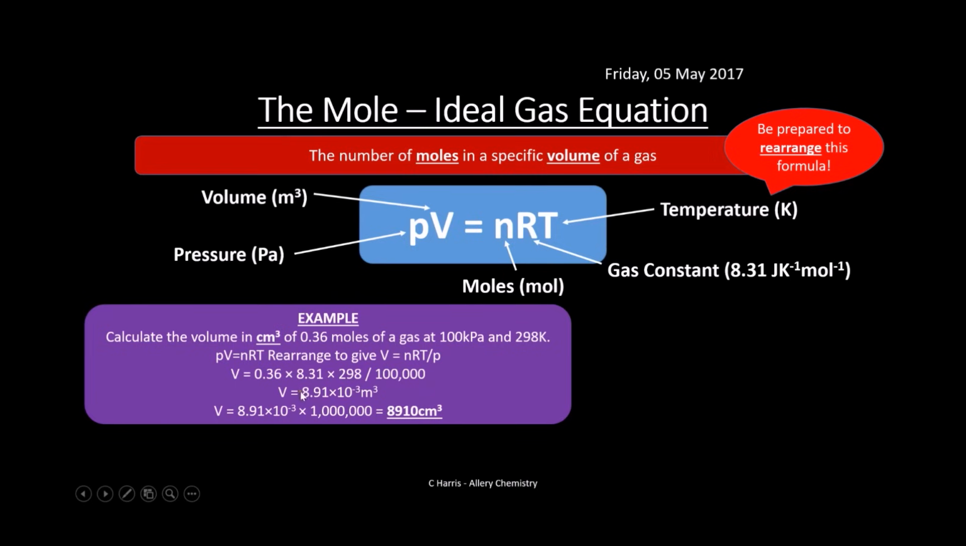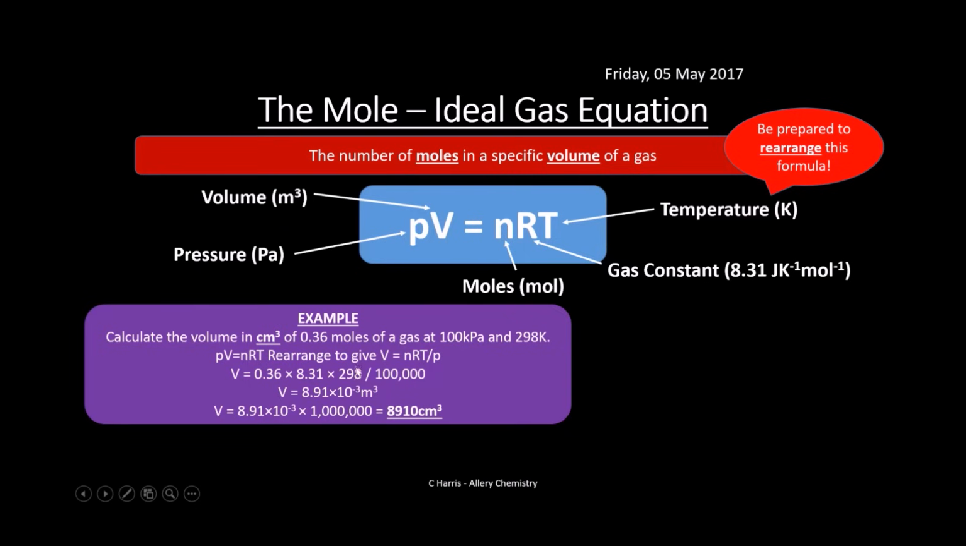Put all that in the calculator and we should get a value of 8.91 times 10 to the minus 3 meters cubed. Okay, that's the standard units. That's what we've got to use. There it is. The question said we need to convert it into centimeters cubed. Now, to convert from meters cubed to centimeters cubed, we have to multiply by 1,000,000.